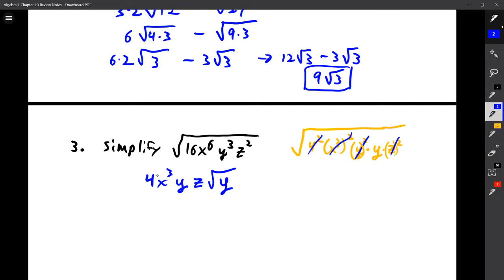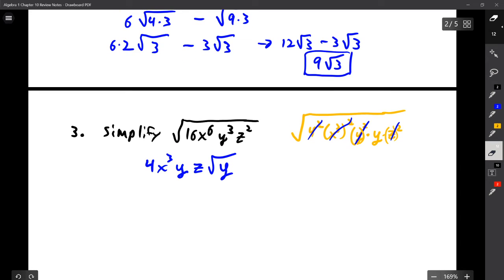Technically, this would be an absolute value of x and an absolute value of z, but I'm not going to have you worry about that right now. Okay. How could you check your work here?